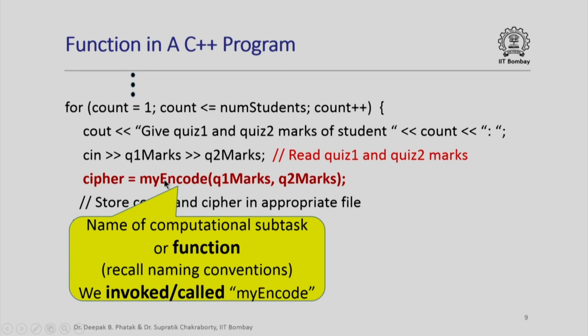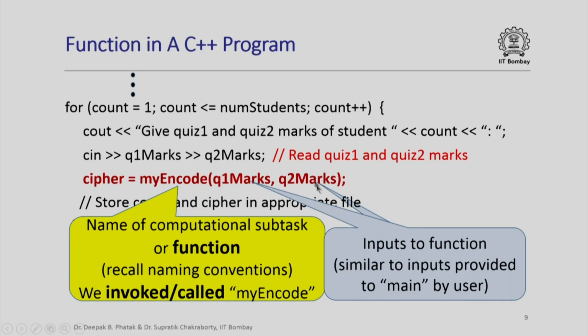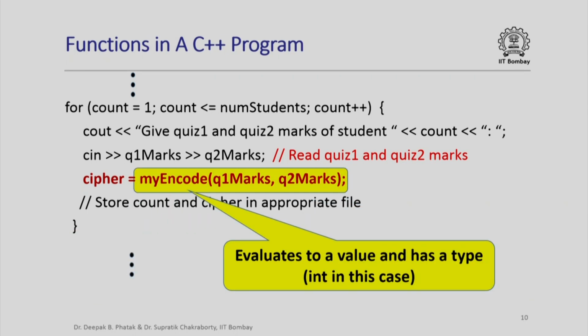When we call such a function to do a computational subtask, we say that we have invoked or called the appropriate function, in this case my encode. q1 marks, q2 marks are inputs to this function, just like we provide inputs to the main function to compute some result, and every function evaluates to a value and has a type. We had already seen this earlier in our lecture on naming conventions and type declarations. In this case, my encode evaluates to a value of type int, which can then be assigned to this variable called cipher.